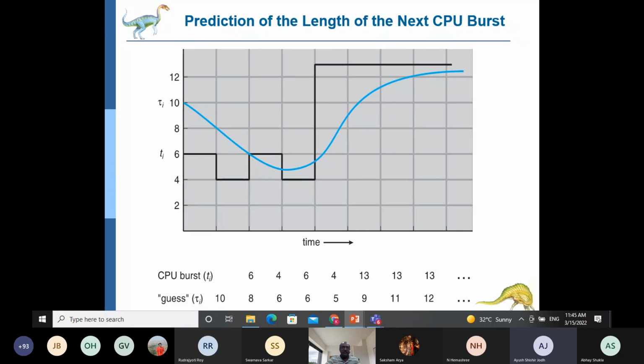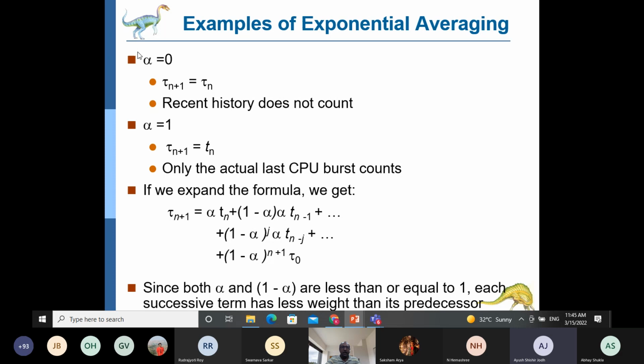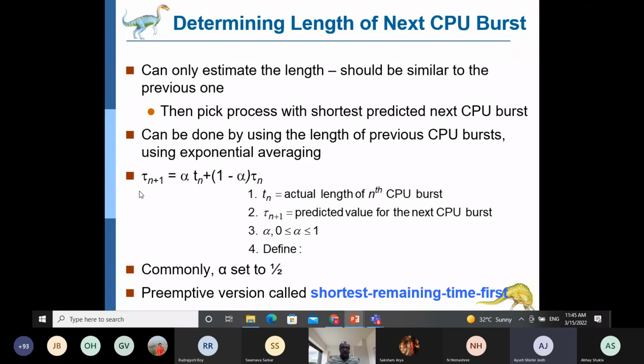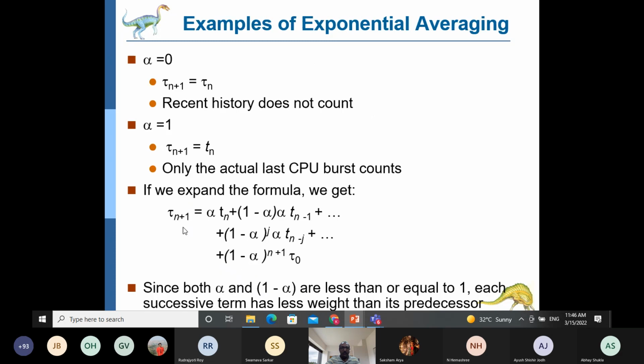So this is what I discussed. When alpha equals 0, just see the formula. This is the previous formula, this expression: predicting the n plus 1 burst depends on the recent burst, whatever you observed, and the history. Why is this history? If you look at the expansion, tau of n plus 1 equals alpha into Tn plus 1 minus alpha into tau n. And here again we are replacing that tau n, which is nothing but alpha into Tn minus 1 plus something like that.